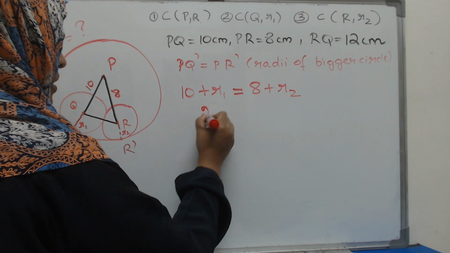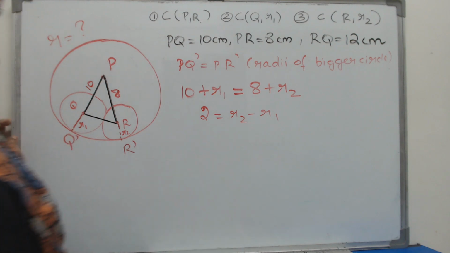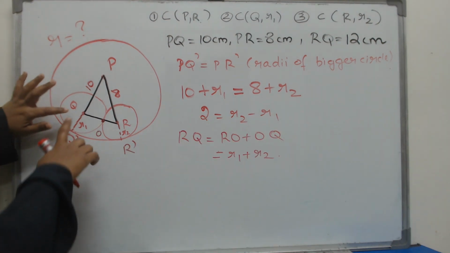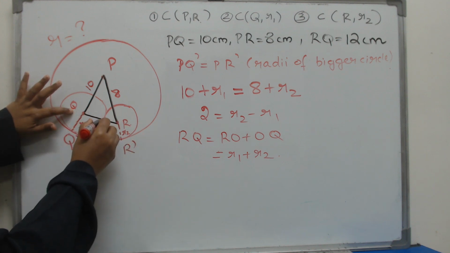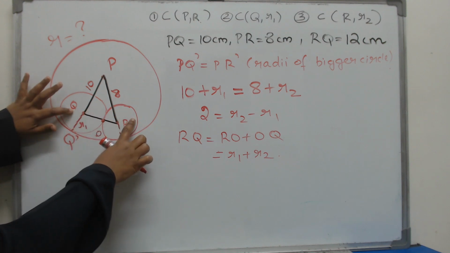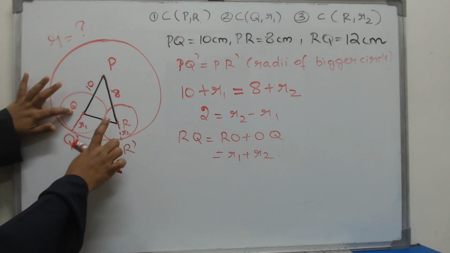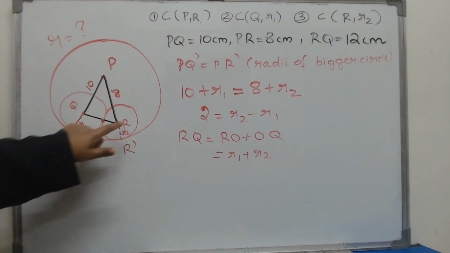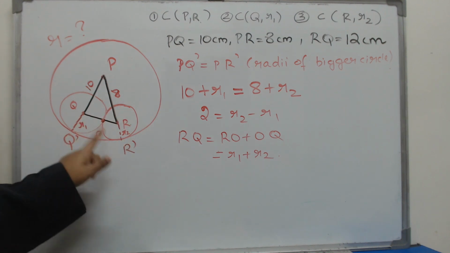Take all the constants to one side and the variables to another. We have R2 minus R1 is what? It is 2. So what about your RQ here? Suppose these two circles meet at a point, say O. So RQ is actually this radius plus this radius that you see here. That means what? QR is QO plus OR, which means this radius R1 plus this radius R2.